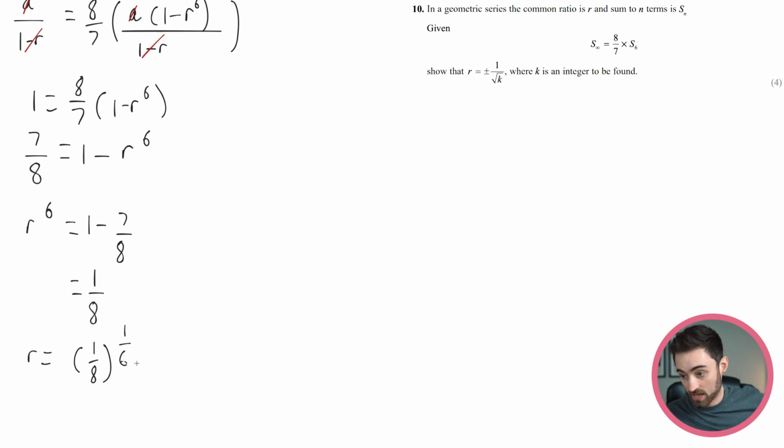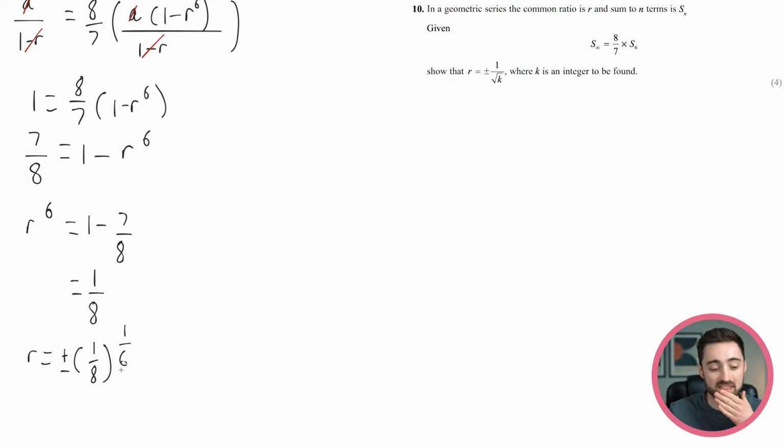Now, basically, we do need a plus minus here, and that is because 6 is even. So for a square root, we need a plus minus. We don't for a cube. We do for a power of 4, etc. Okay, let's have a look at what they want. Obviously, this is not their answer. So can we do anything cheeky here?